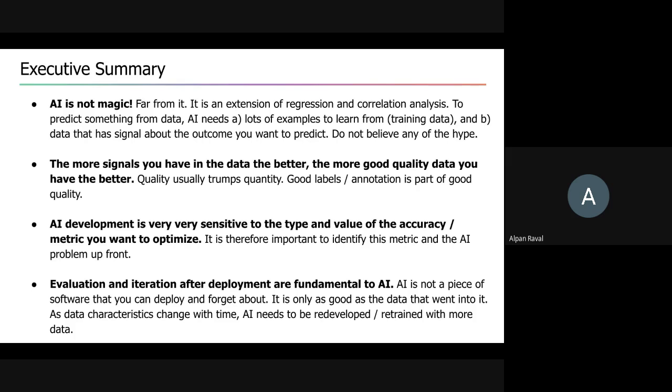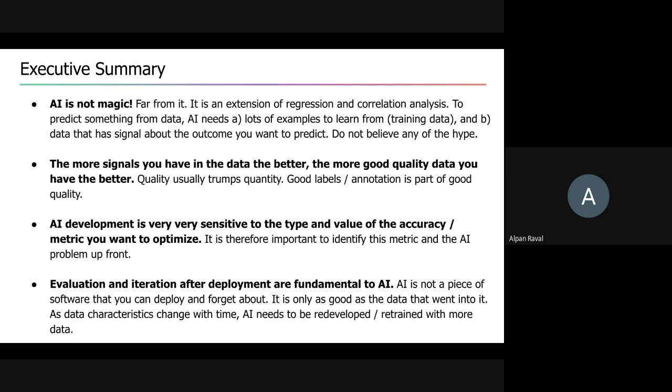The third part, very important for all of us outside AI to understand, is that development of an AI solution is very, very sensitive to the type and the value of the accuracy metric you want to optimize. Now, this may sound abstract at this point, but just keep this in your mind. This is going to be an important point later. Because of this, it's important to identify what accuracy you are aiming for, what the metric is, and what the numerical value of the metric is going to be upfront. This is not always possible, but it's important to have it in the back of your mind.